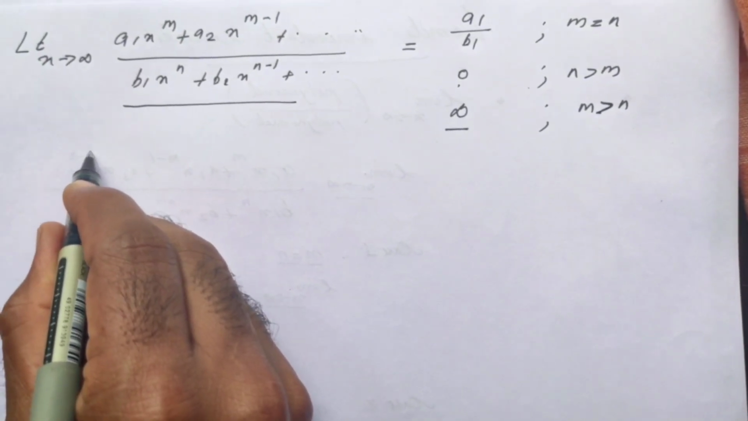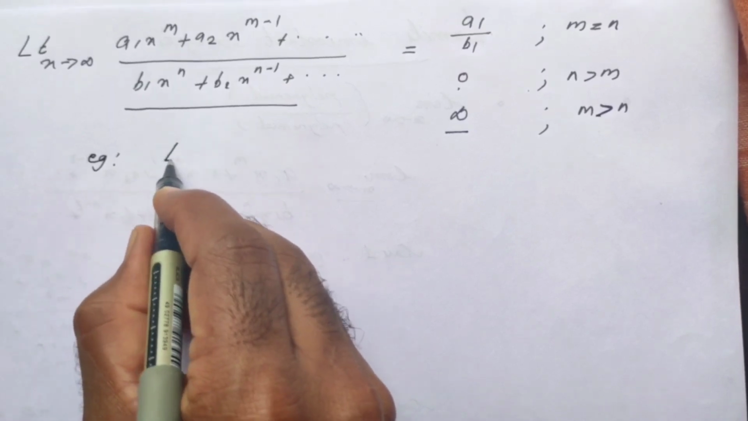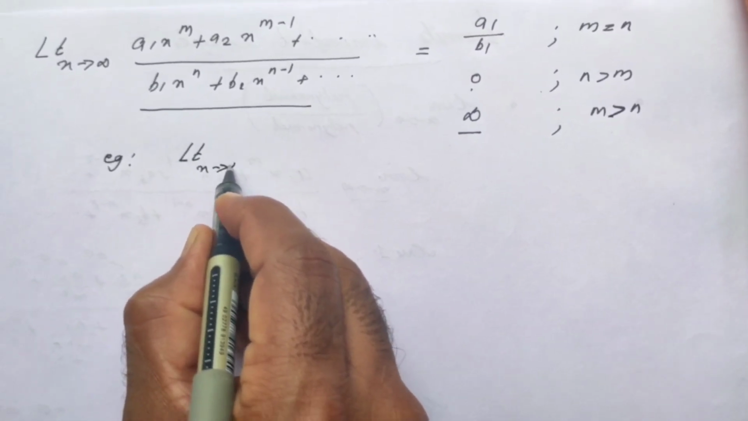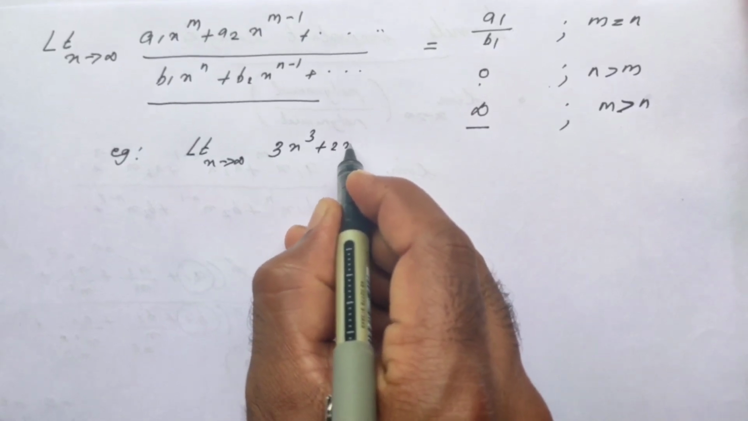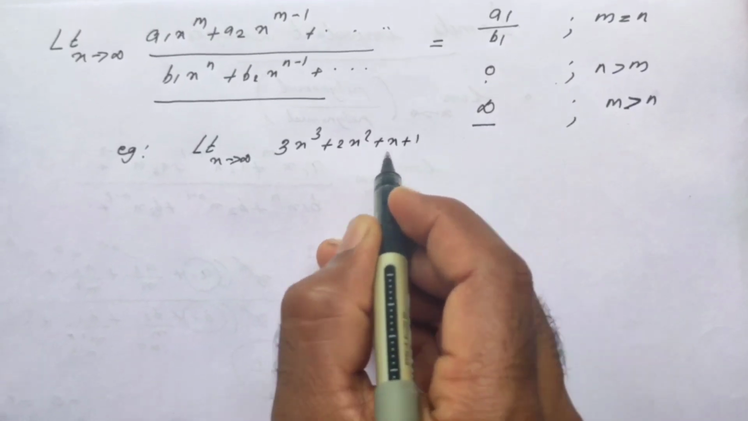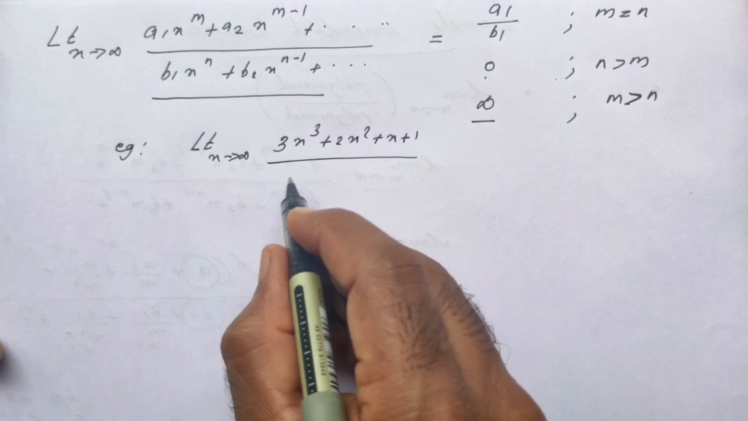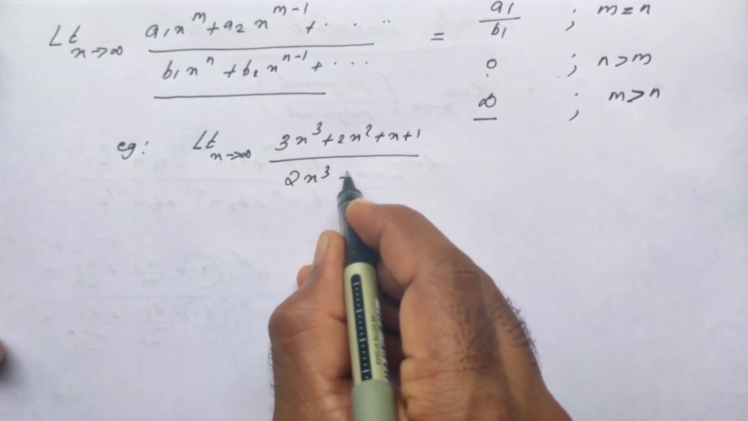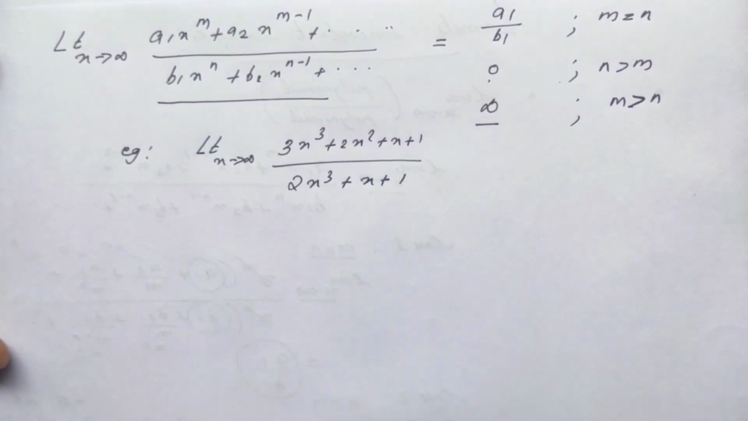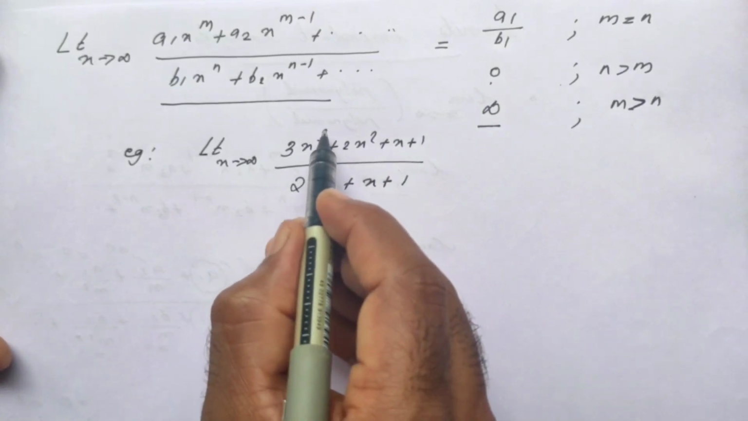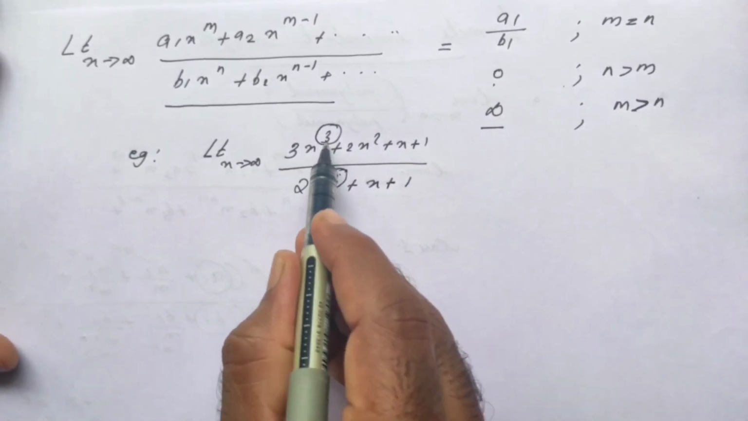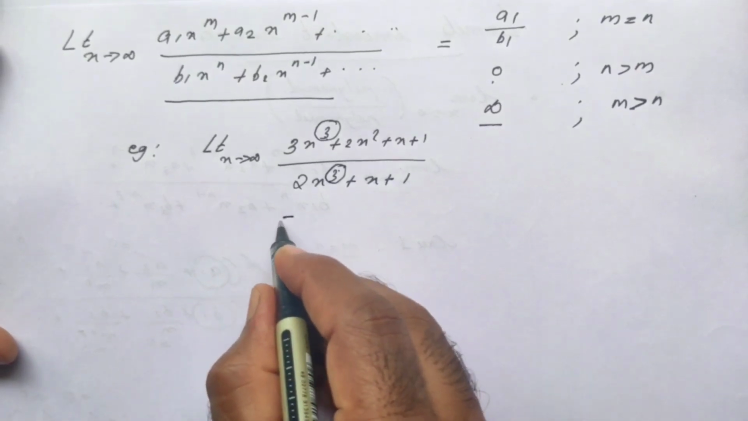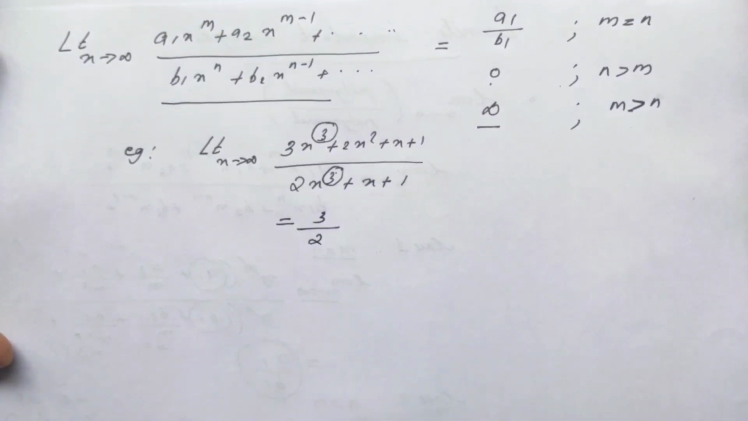So let's take an example. Limit x tends to infinity, (3x cube plus 2x square plus x plus 1) divided by (2x cube plus x plus 1). Here we are comparing the numerator and the denominator polynomial. The order is same. Therefore the answer will be 3 by 2.